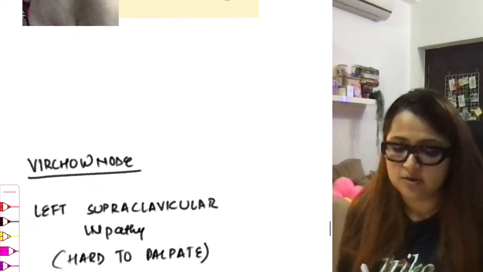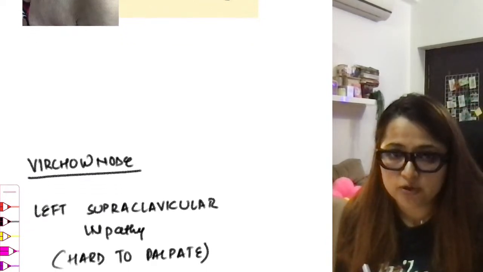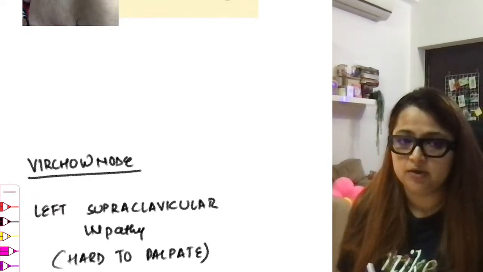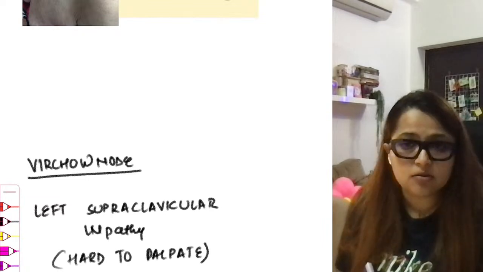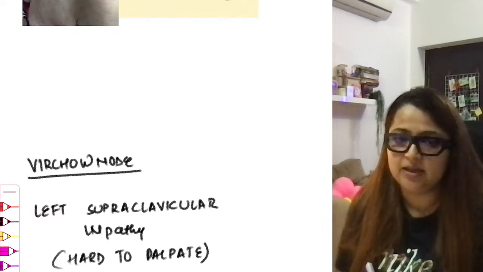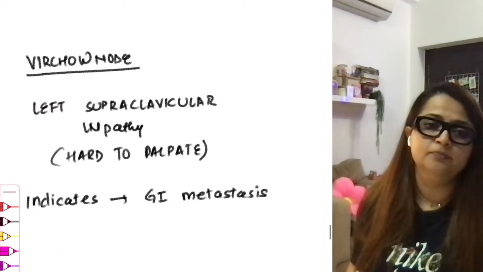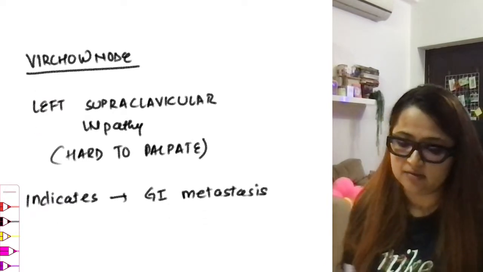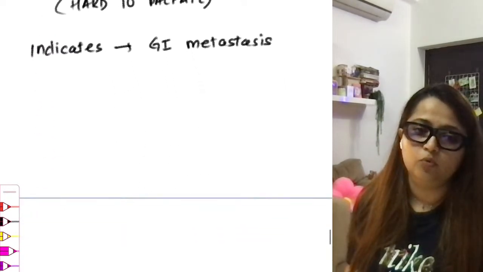What is the importance here? If Virchow's node is present, this indicates that someone is having GI malignancy, because this occurs as a result of metastasis from GI cancers, gastric cancer, for example. So this indicates GI metastasis. All right, moving on.